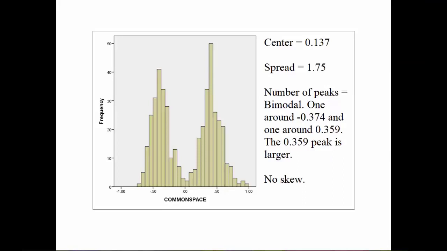Here's the histogram of the Commonspace scores. The center is 0.137. The spread is 1.75. There are two peaks, so it is bimodal. One peak is around -0.374. One peak is around 0.359. The 0.359 peak is larger, which means there are more typical conservatives than liberals. There is no skew.